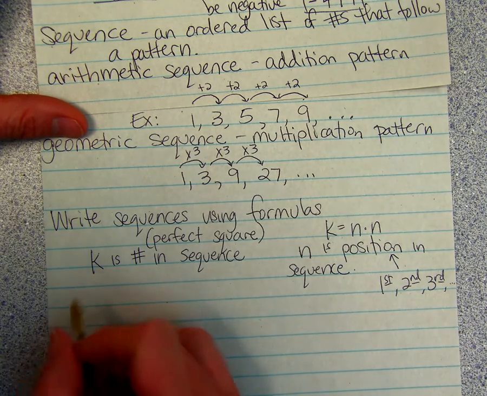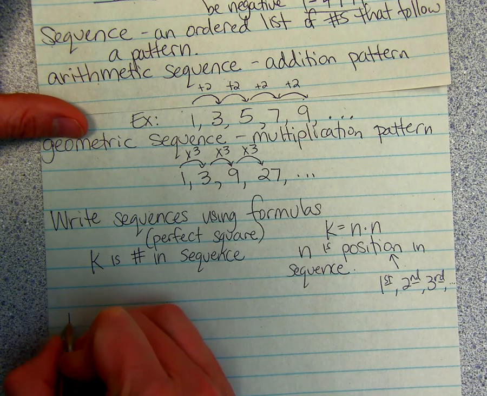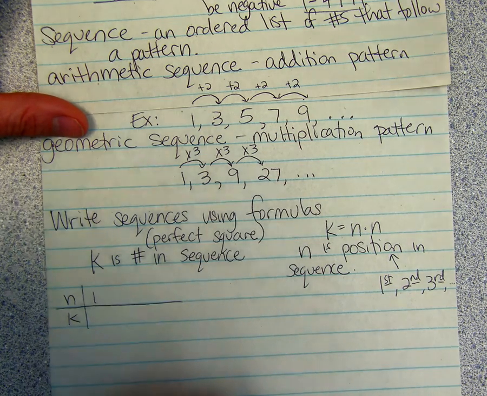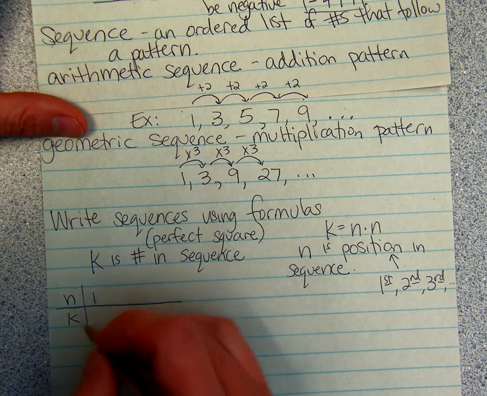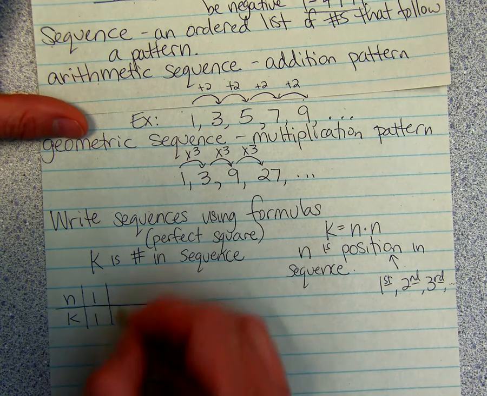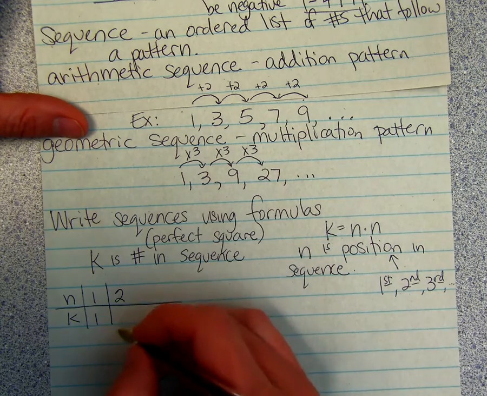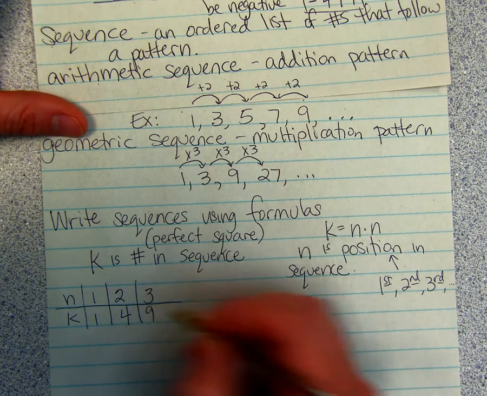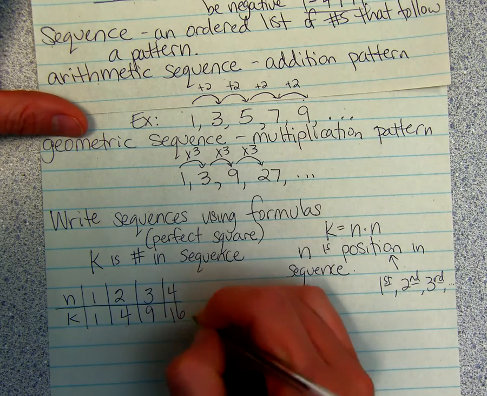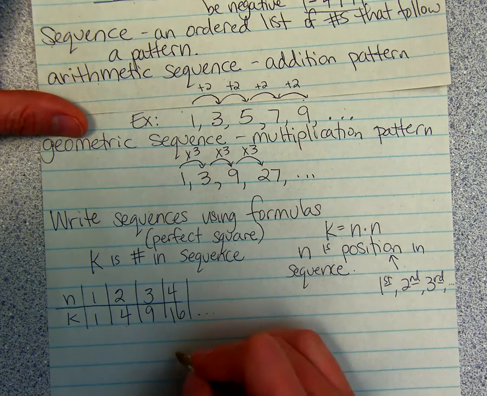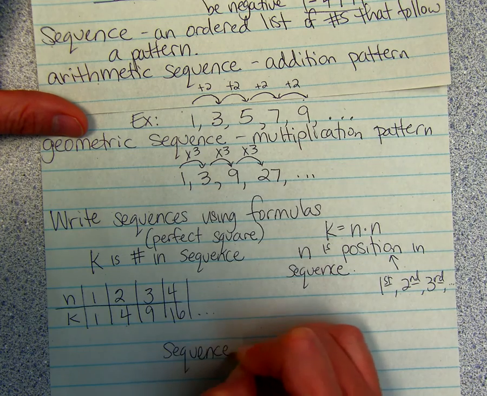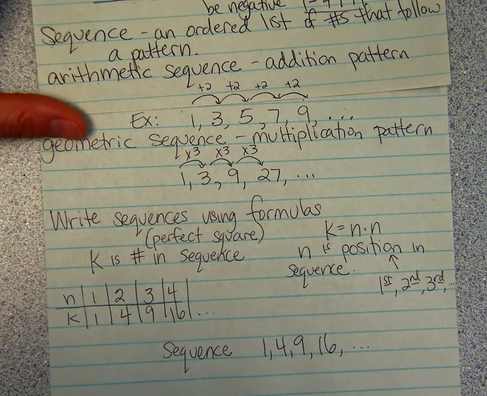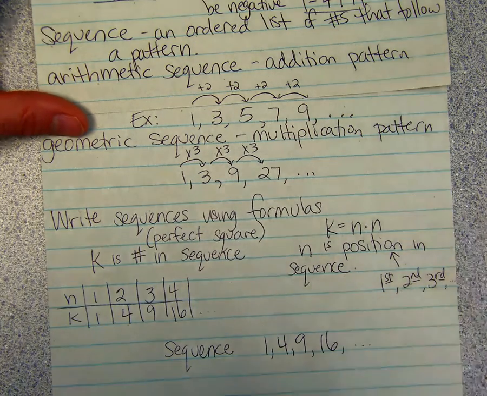So here's my sequence. If n is 1, we do 1 times 1, and we get k, which is 1. If n is 2, we do 2 times 2, and 4 would be the number in the sequence. 3, we get 9. 4, we get 16, and so on. So our sequence of perfect squares would be 1, 4, 9, 16, and so on. And that's the end of lesson.